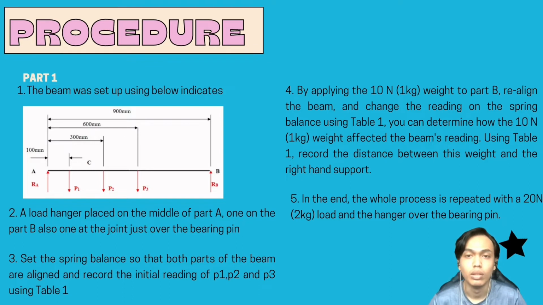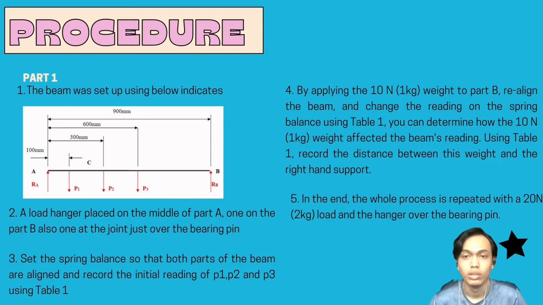So the fourth step is by applying the 10 Newton weight to part B, we need to realign again the beam and change the reading of the spring balance using table 1. Then we can determine how the 10 Newton weight affects the beam reading. Then using table 1, record the distance between this weight and the right hand support.